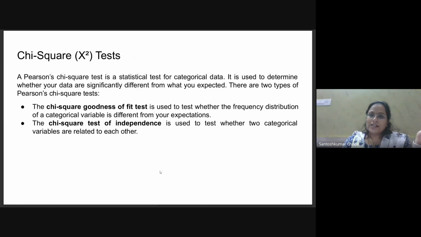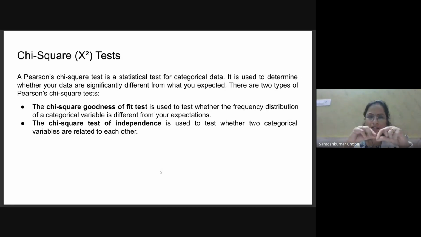What is categorical data? Categorical data is the type of data where you have categories. What does it mean? Gender, male or female, or something like hair color, black or brown, eye color, or rainfall. Rainfall can also be heavy rainfall or mild rainfall, or temperature high or low. So these are my categorical data.